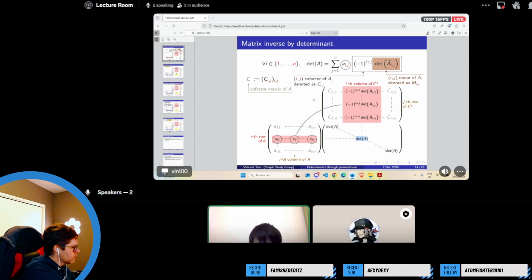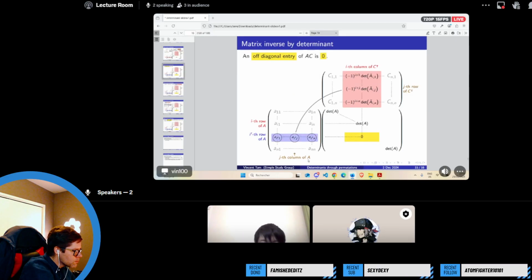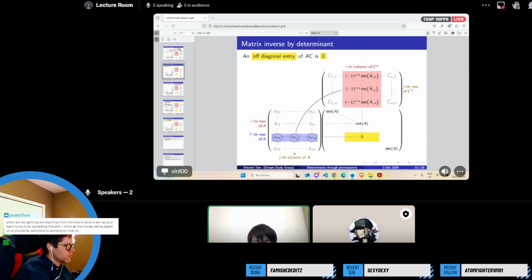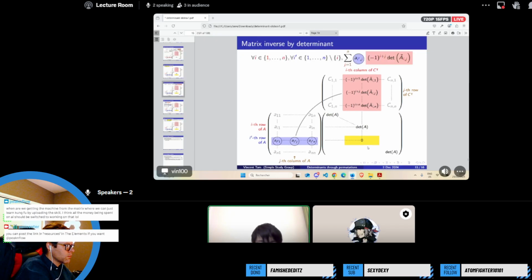And then what's next is to observe the off-diagonal entries of the matrix product A C transpose. So here we are not going to do any expansion. So why is this 0? The argument is really simple.